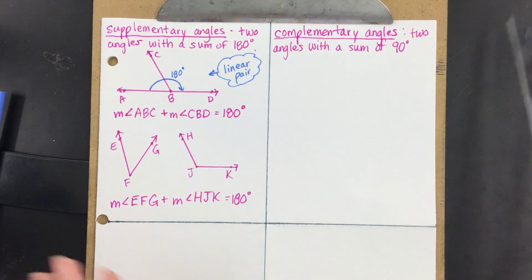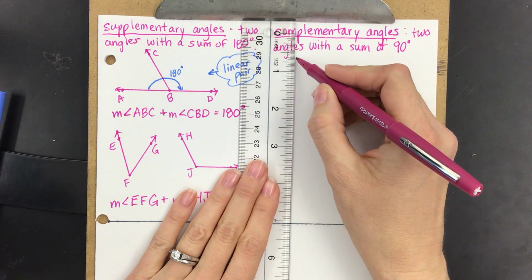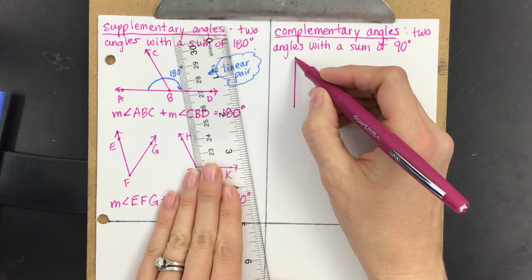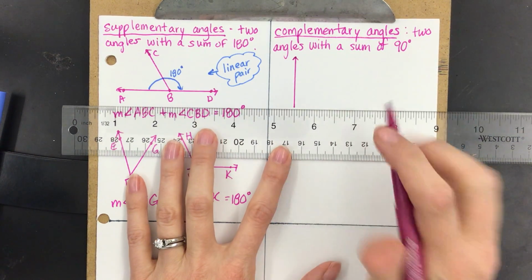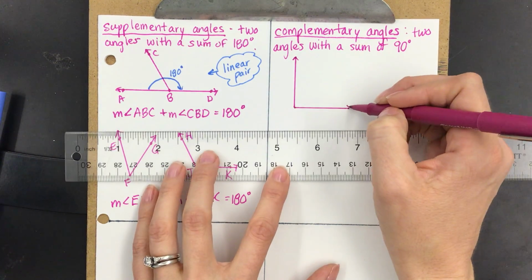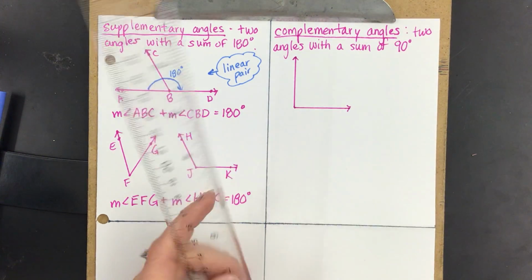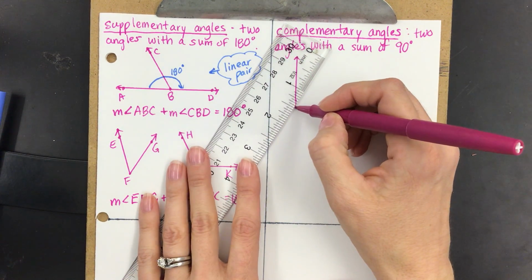All right. So let's take a look at what complementary angles look like. Complementary angles are the nicest angles. Nobody got my joke. At least one person in first period laughed.